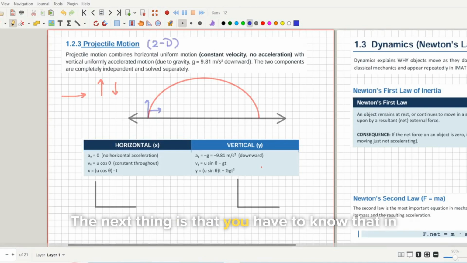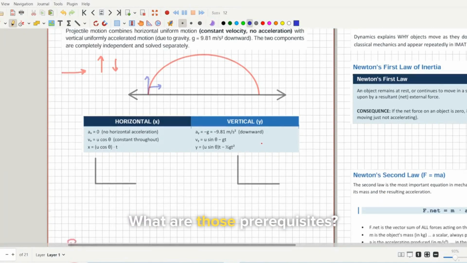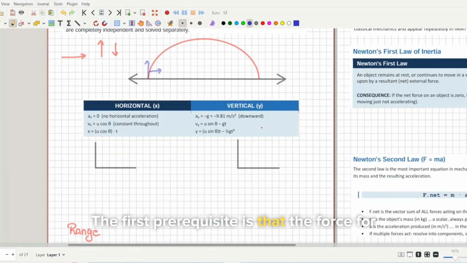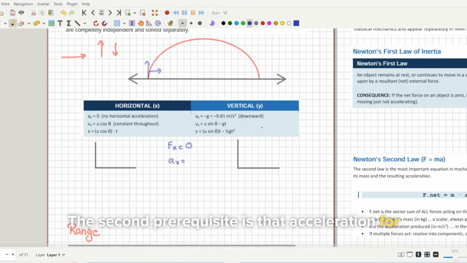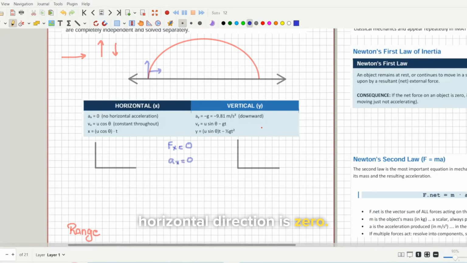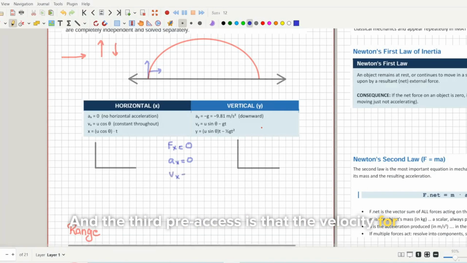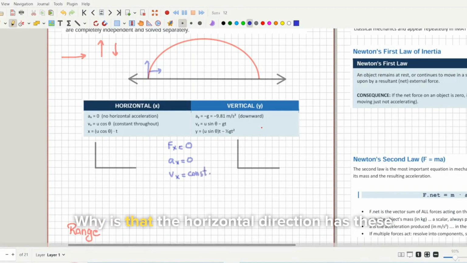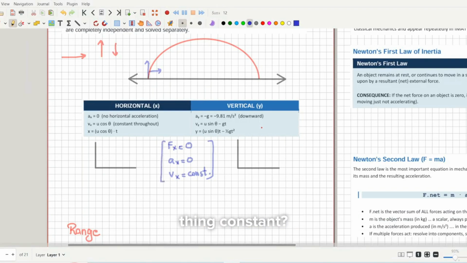The next thing is that you have to know that in projectile motion there are some prerequisites. What are those prerequisites? The first prerequisite is that the force in the horizontal direction is 0. The second prerequisite is that the acceleration in the horizontal direction is 0. And the third prerequisite is that the velocity in the horizontal direction is constant. Why does the horizontal direction have these things constant?